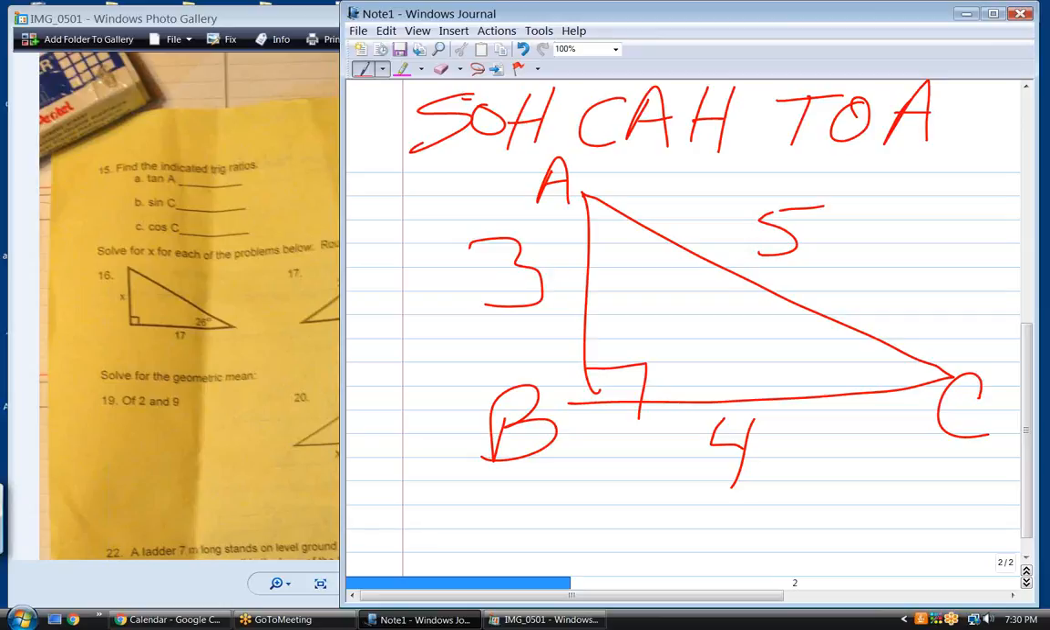What's the sine of angle C? Would it be 3 over 5? Correct? And what's the cosine of angle C?